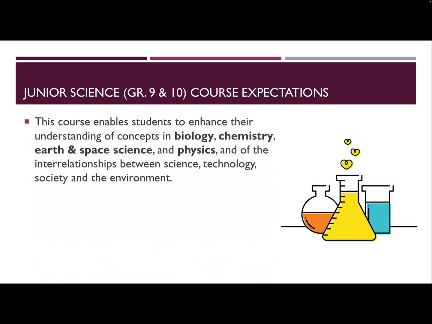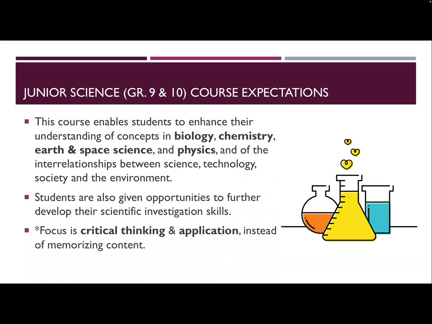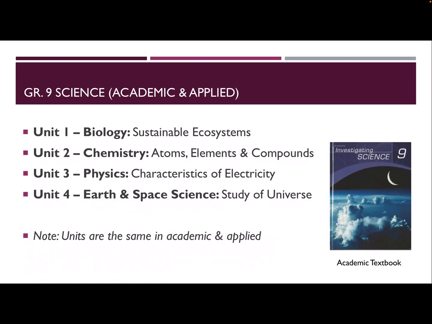The purpose of our junior science is to give you those fundamental knowledge that's required for students who want to pursue science further on. We focus on biology, chemistry, physics, and earth and space science. So we have one unit in each of those different fields. And we look at the interrelationship between science, technology, society, and the environment. Students are also given an opportunity to develop their skills through different science labs that we have in each of our units. And we try to focus on critical thinking and application instead of just memorizing information.